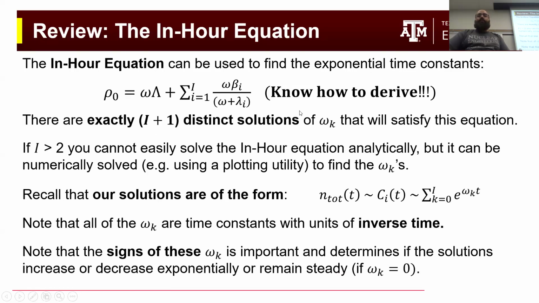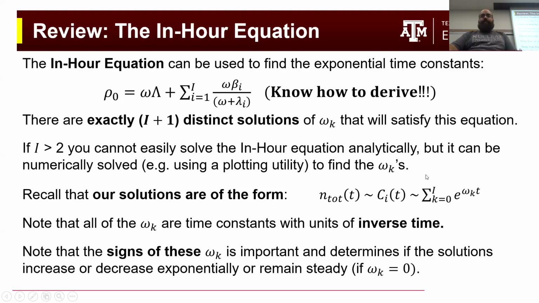If you write this equation out, the n-hour equation, and solve it, you're going to have I plus one different solutions for those different omegas that will satisfy this equation. If you have more than two delayed neutron precursor groups, then it's very hard to solve this analytically, but it's very easy to use a graphing calculator or a MATLAB script or a Python script to do the root finding to figure out what values of omega satisfy the equation. In general, remember that these solutions to the neutron density and to the precursor concentration are just a sum of exponentials.